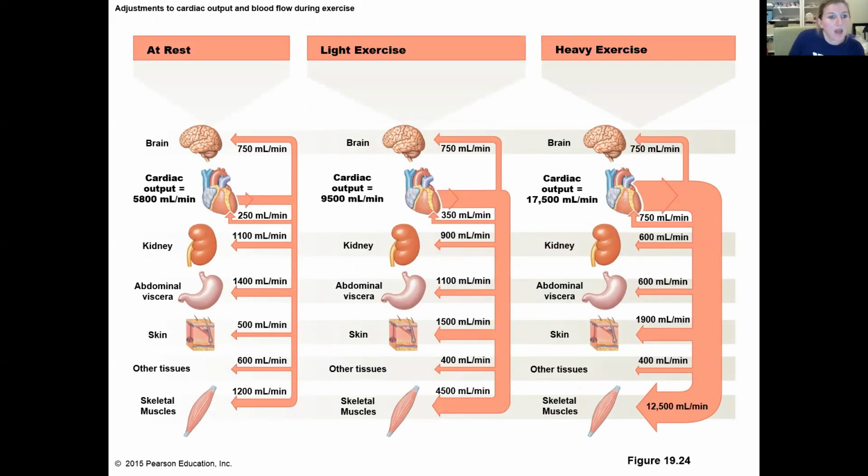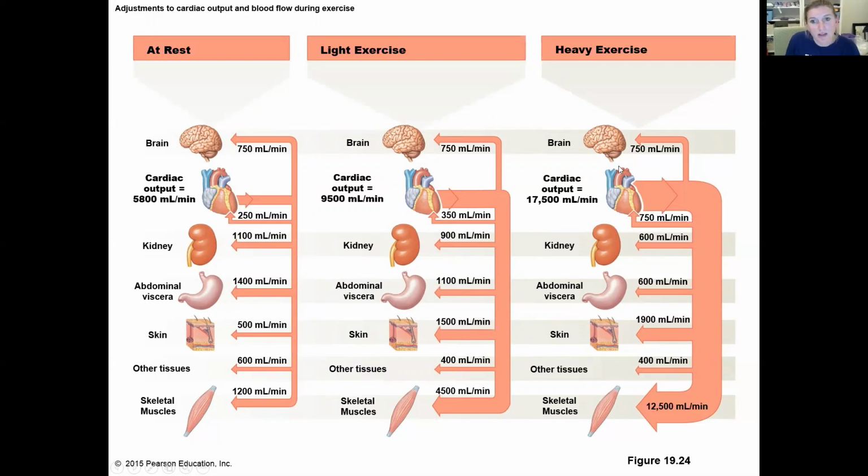Take a look. At rest, the majority of the blood, look, you got a lot of it going to your abdomen, skeletal muscles, kidneys, right? During light exercise, look, kidneys decreases, abdomen and your abdominal viscera, your digestive organs decrease. Look at your skeletal muscles, that increases. Other tissues are decreasing, that is important. Skin increasing from 500 to 1500.